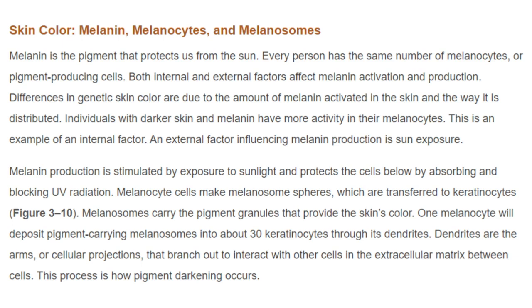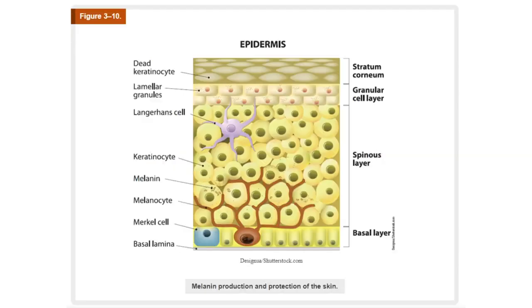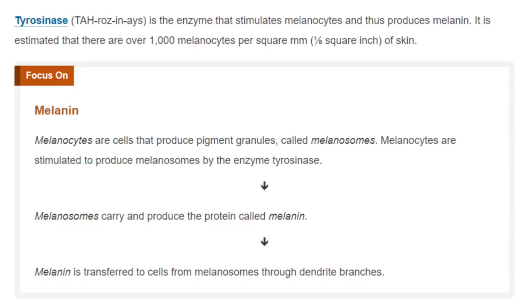Dendrites are the arms, or cellular projections, that branch out to interact with other cells in the extracellular matrix between cells. This process is how pigment darkening occurs. Tyrosinase is the enzyme that stimulates melanocytes and thus produces melanin. It is estimated that there are over 1,000 melanocytes per square mm, 1/8 square inch, of skin.